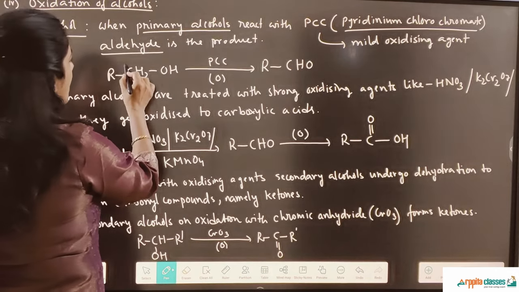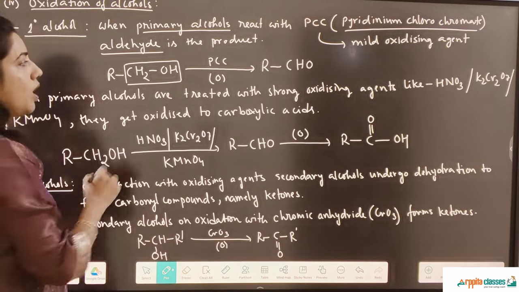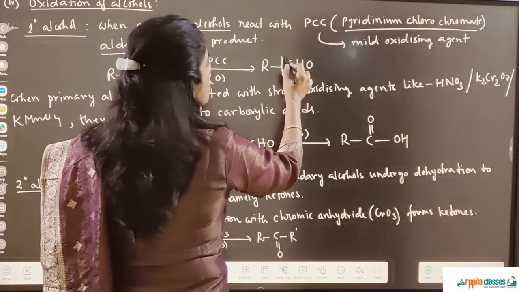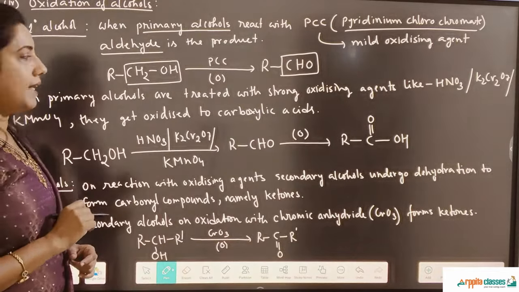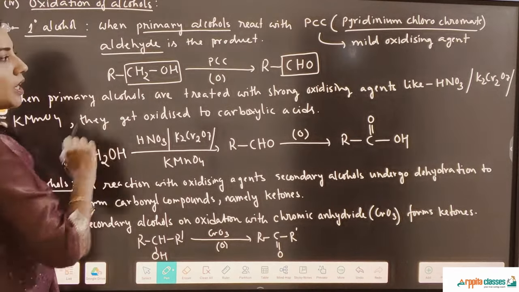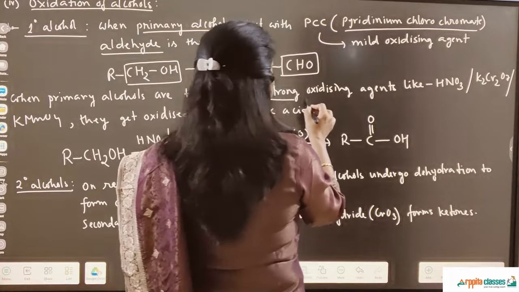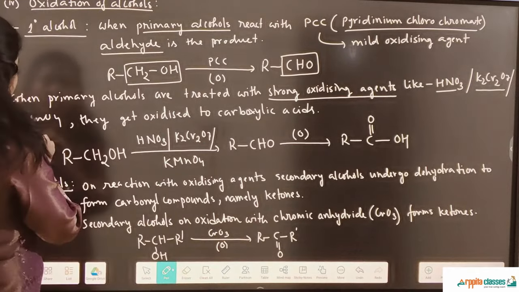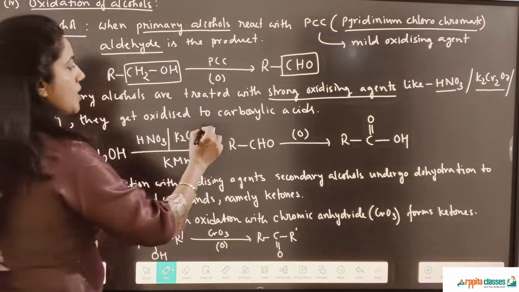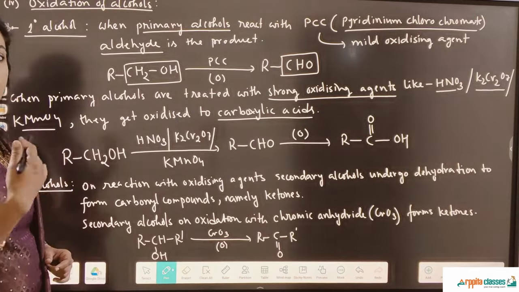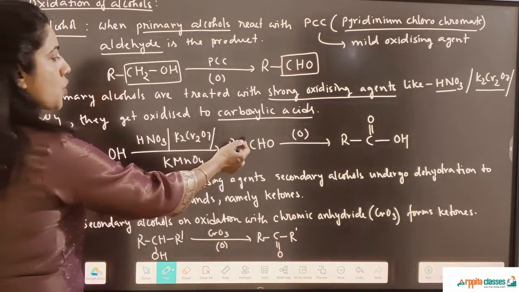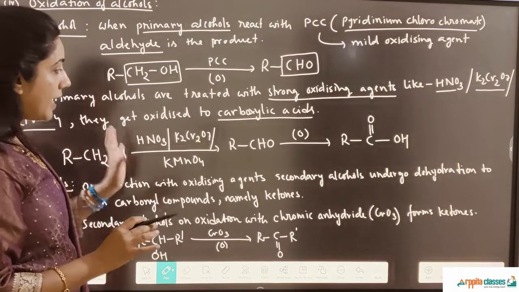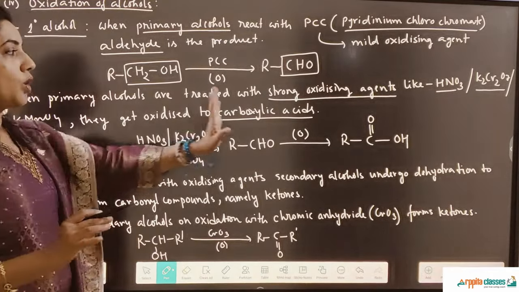So you can see this is your RCH2OH, that is 1 degree alcohol. With the help of PCC, the oxidation takes place and the CH2OH group converts into the CHO group, that is the aldehyde group. When primary alcohols are treated with strong oxidizing agents like HNO3 or potassium dichromate or potassium permanganate, they are oxidized to carboxylic acid. The reaction goes via aldehyde, but you cannot stop the reaction in this state because the oxidizing agents are very strong. So they will directly convert primary alcohol to carboxylic acid.